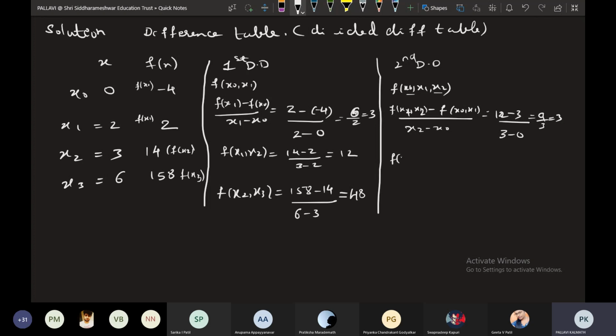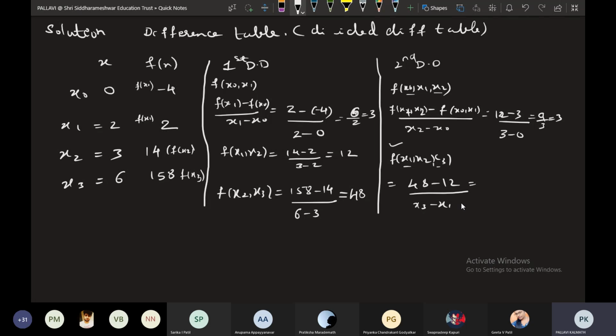It is denoted as what? f of x1, x2, x3. And it is again 9. 48 minus 12 divided by what? If you write this term, f of x1, x2, x3, you will understand divided by what difference you should take. It will be x3 minus x1. Understood why we should write this term? So how much will it be?